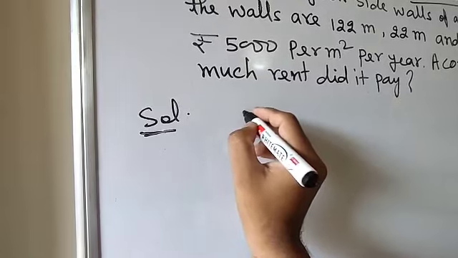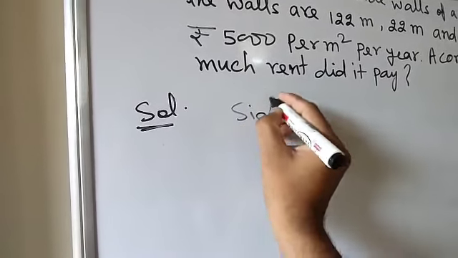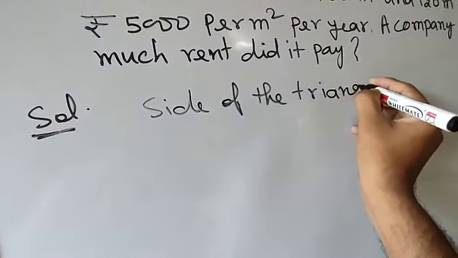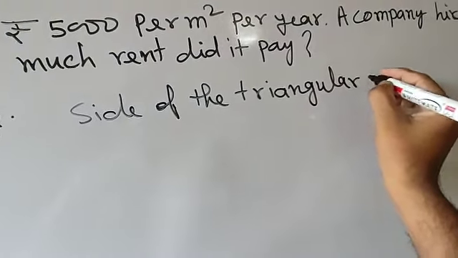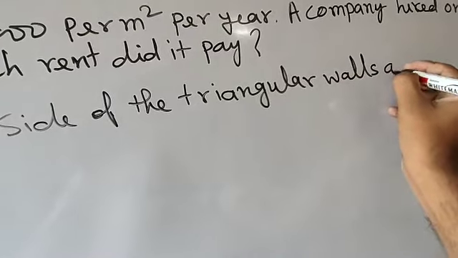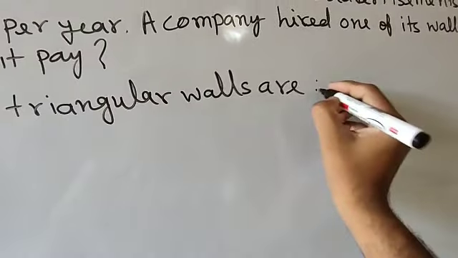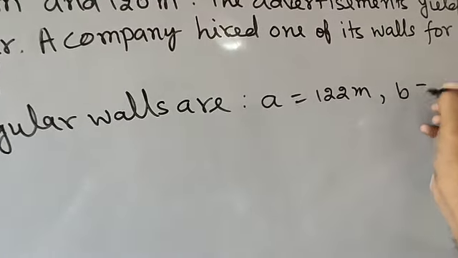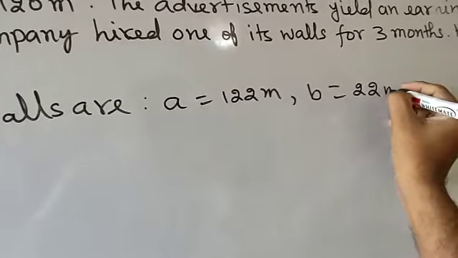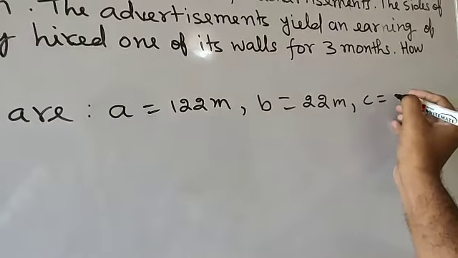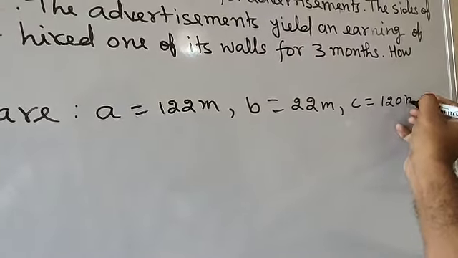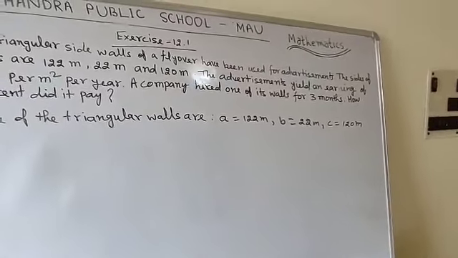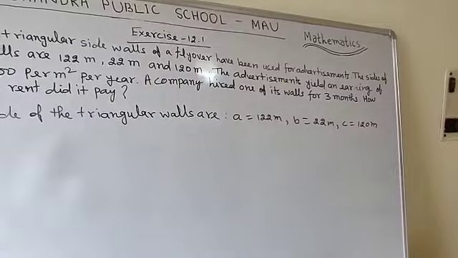So it can be written as: sides of the triangular wall are, A equal to 122 meter, second side B equal to 22 meter and third side C equal to 120 meter. So these are the three sides of the triangular wall. If you are going to find the area of this triangle, you need to use Heron's formula.